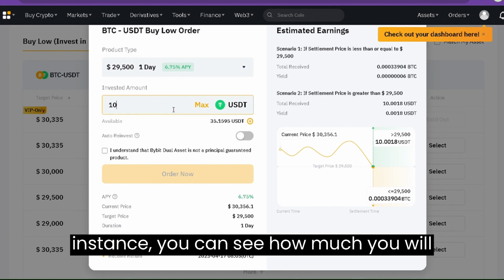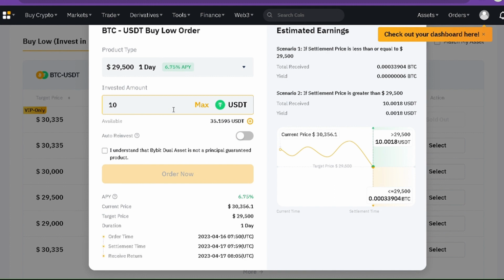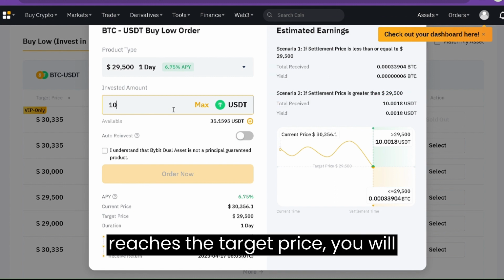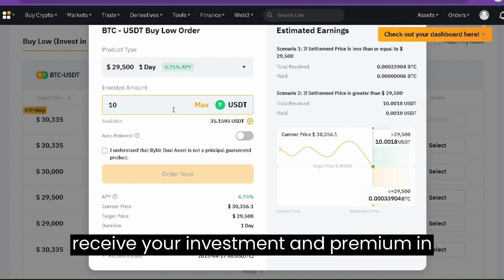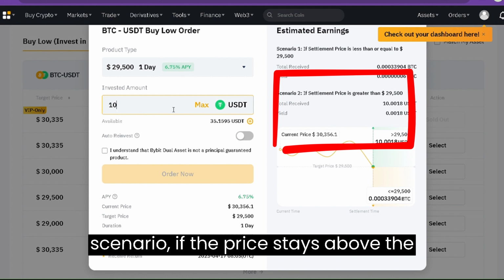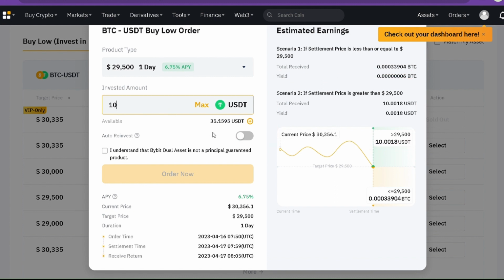For instance, you can see how much you will receive under 2 different scenarios. In the first scenario, if the price reaches the target price, you will receive your investment and premium in coins. In the second scenario, if the price stays above the target price, you will receive everything in USDT.